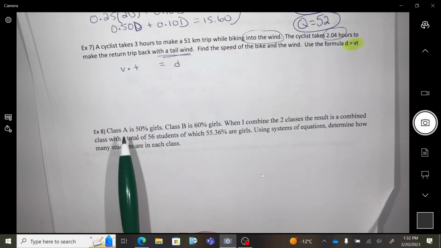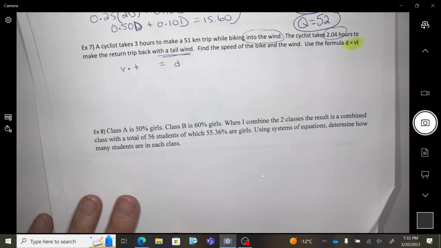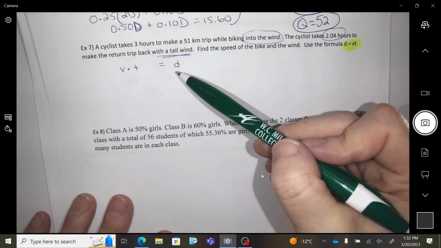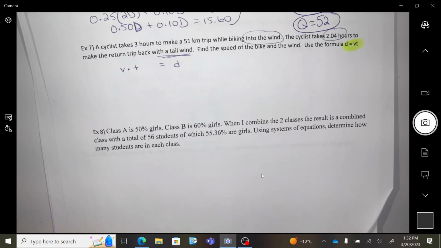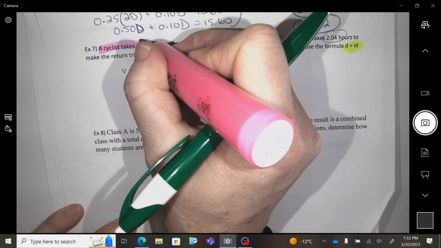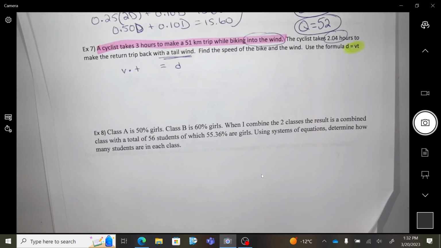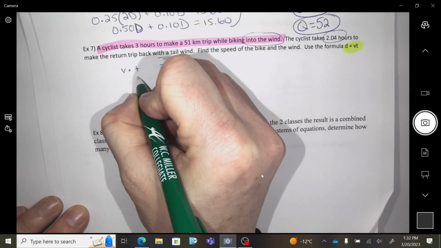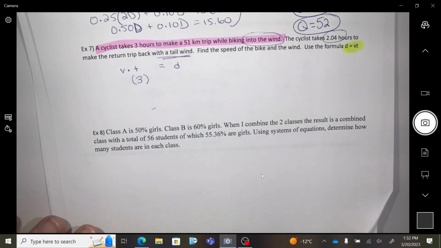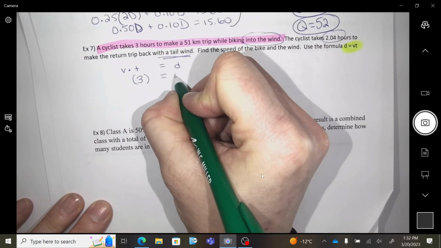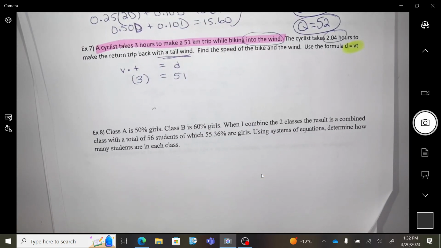Okay, so I'm going to write this out. The velocity times the time equals the distance that we go. Let's take a look at the first sentence here. We know it took me 3 hours, so I'm going to replace the time with a 3. We know that the distance was 51.